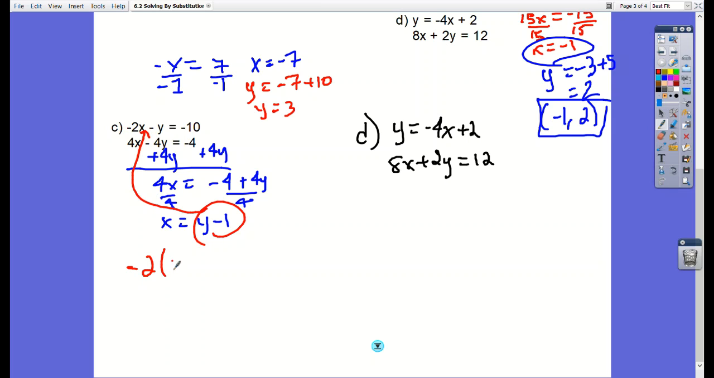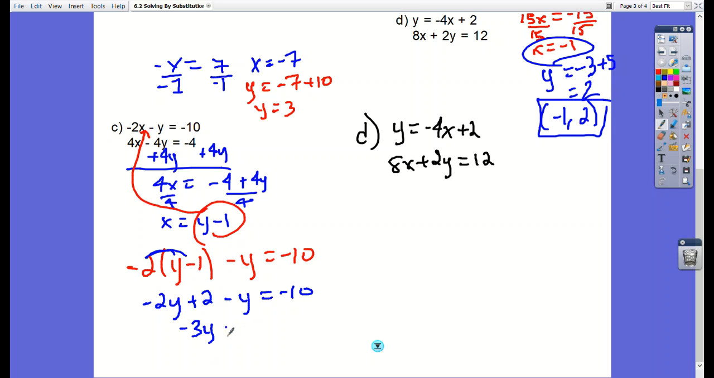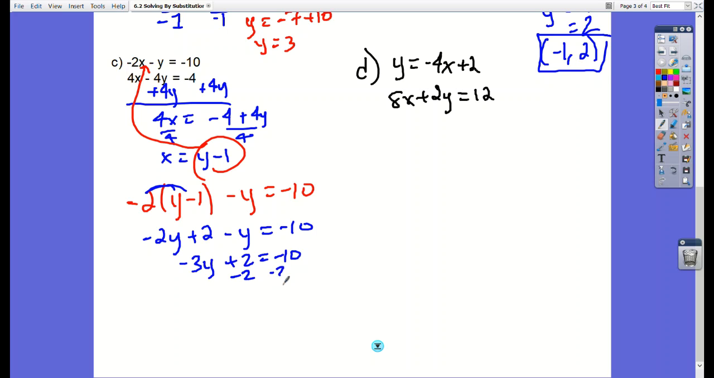It's very small numbers here, so plug that in to the top equation. So -2 times y minus 1 minus y is -10. Once again, you could have solved for that first y. You're going to end up with the same answer in the end. So I'll just keep going through this. -2y plus 2 minus y is -10. Combine like terms, -3y plus 2 is -10. So subtract that 2 over. -3y is -12. We can see that y is 4.